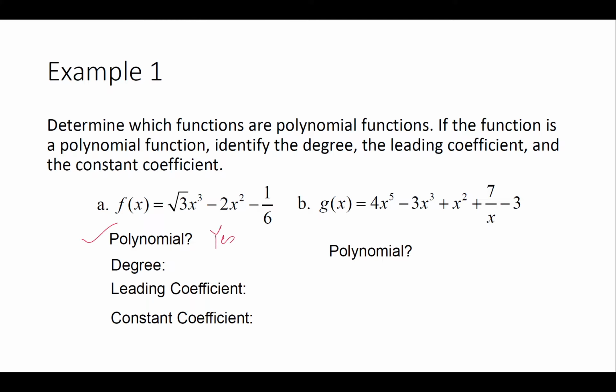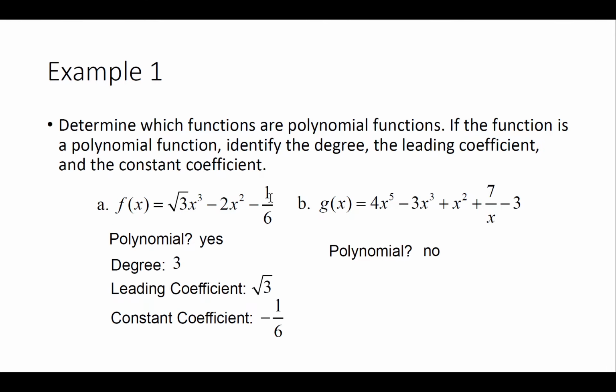And then the second one: if it is a polynomial, then the degree comes from the highest power of x. In this case, it's 3. Leading coefficient means the coefficient of the highest power of x, which is square root of 3, and constant coefficient means the constant term in that polynomial. So these are the information: 3, square root of 3, and negative 1 over 6.